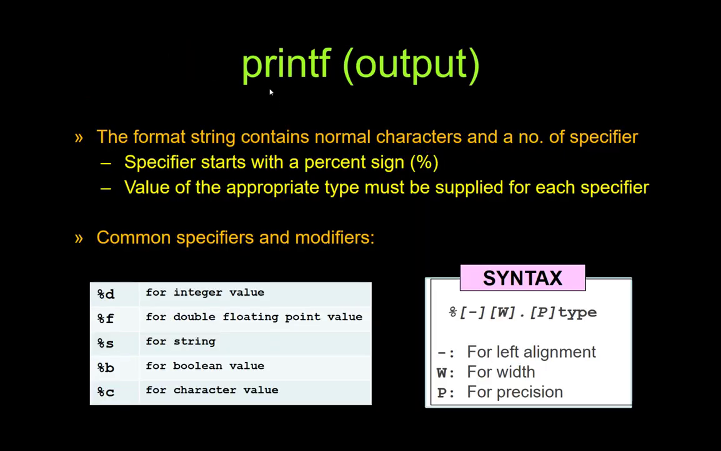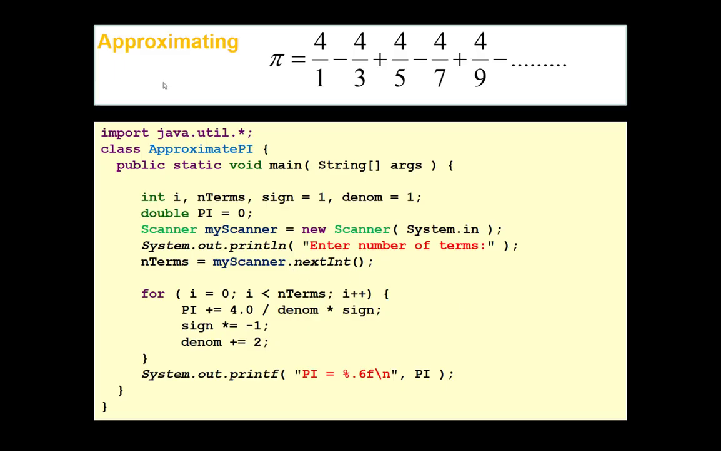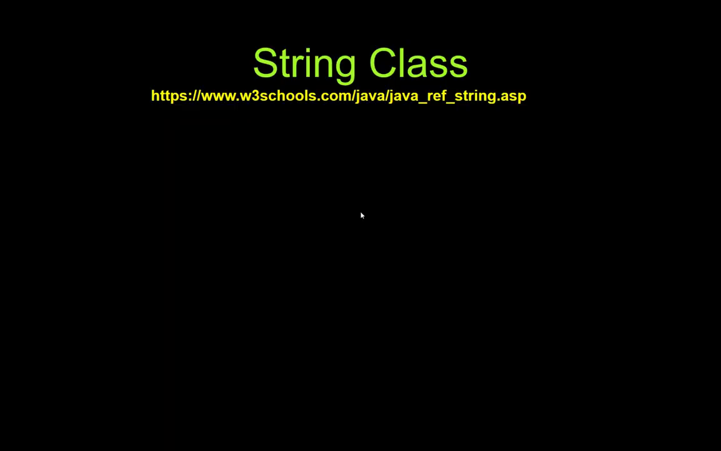For output, we have printf. It has percentage signs to indicate the type of the output, and then it has the number W, which means the width, and P, the number of decimal points to output. Here's an example to compute an approximation of pi, and pi is output as a percentage dot 6 decimal point floating point number. Here are some examples of the String class.